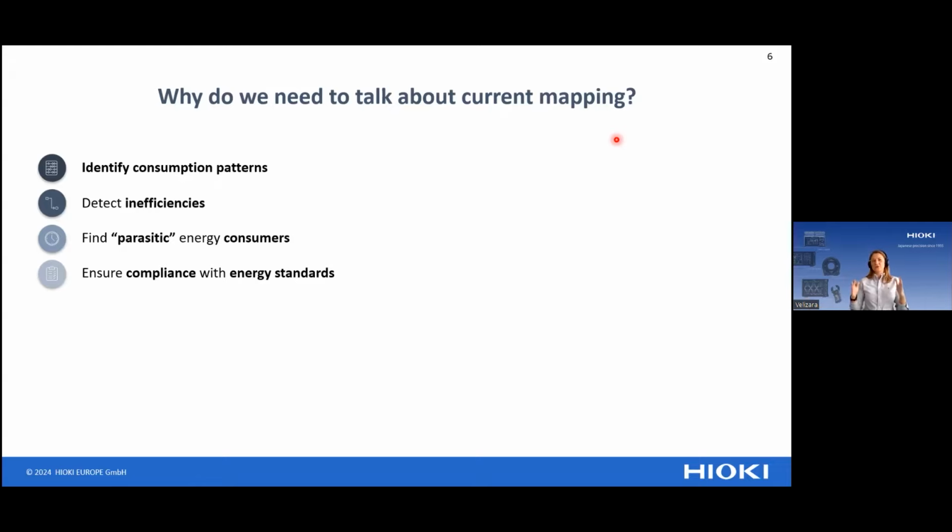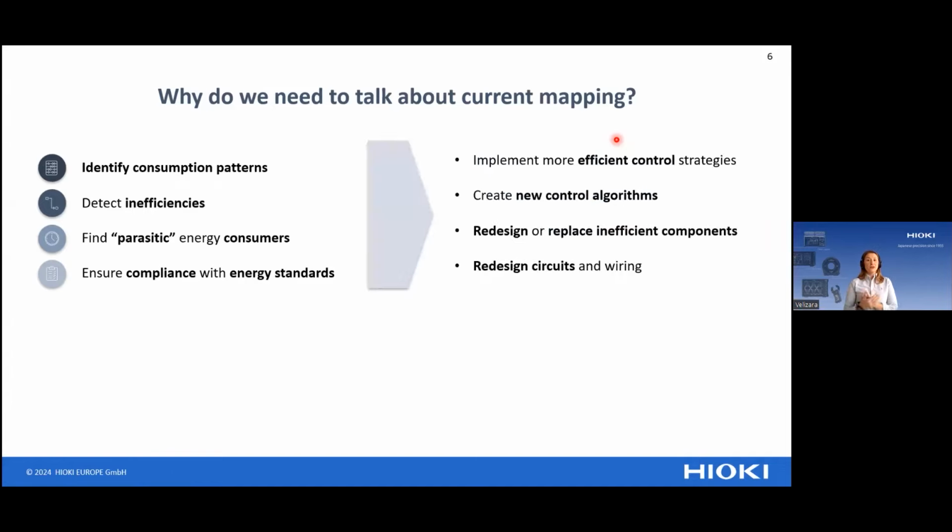Now, you have collected all this information, you have analyzed the current map, and you now know where or maybe what kind of problems you could have in your system and where you can optimize. And what you can do is, for example, you can implement more efficient control strategies or create new algorithms. For example, you can create automatic power off modes or smart energy modes. Such features are not only helpful to reduce the consumption, but also they're very user-friendly. So they're making the product also attractive to customers.